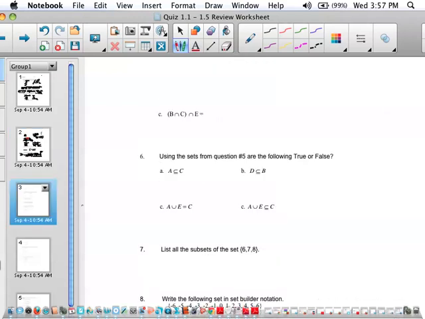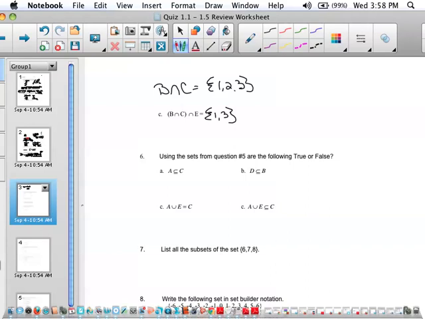Finally, number C, the intersection of B and C. So if you look at the B intersect C, you'll get the set 1, 2, 3. And then the intersection of that set and E will just be the set 1, 3. Just as you would use order of operations on an equation with parentheses, you would use that same order when you're looking at combining these sets. What's in parentheses comes first.